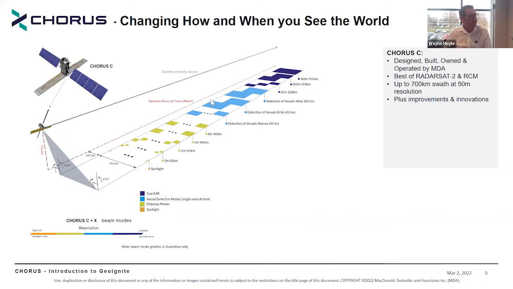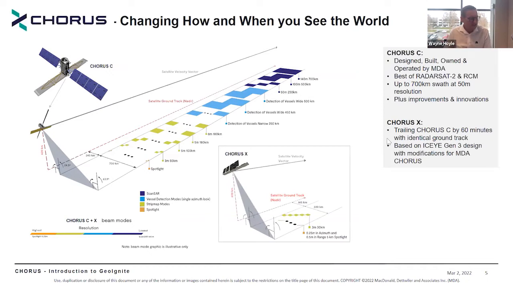We have a number of vessel detection modes that are going to be available. We've got a number of strip map, 8 meter, 5 meter strip map modes, and spotlight. CHORUS C is being designed, built, owned, and operated by MDA. And it will be complemented with an X-band satellite. The X-band satellite is based on the ICEYE out of Finland, their Generation 3 satellite, but will be modified to operate in our orbit. And MDA will have 100% utilization and capacity tasking of that.